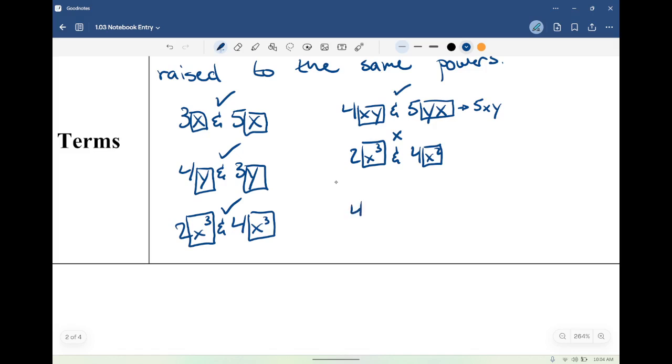And last one, 4x cubed and 2y cubed. Again, looking at our variables. Now they have the same exponent, yeah. However, their variables have changed. I have a y and an x. Those are not like terms.